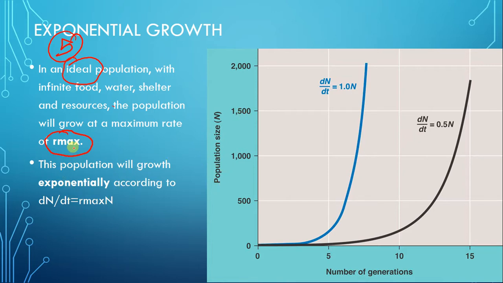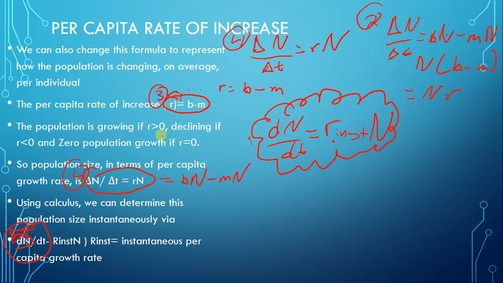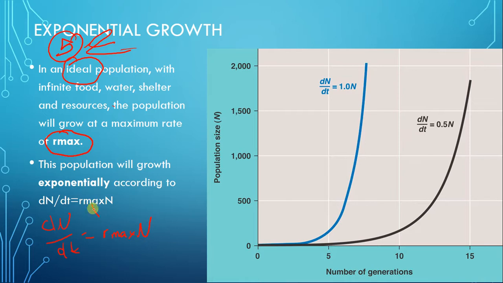So a population that grows according to r max will have a population increase according to this equation, where dN/dt is equal to r max N. That is just like equation 5, except instead of r instantaneous, we are replacing that with r max, because r instantaneous is at r max. It's the maximum it can go. And we get an exponential curve. It's also called a J curve, because it looks kind of like the letter J.